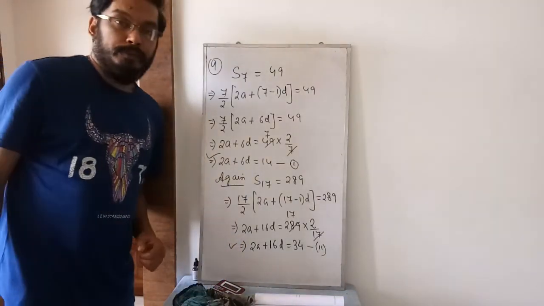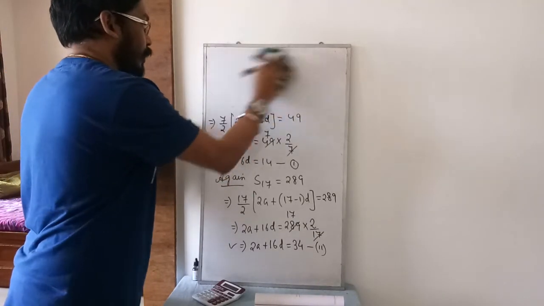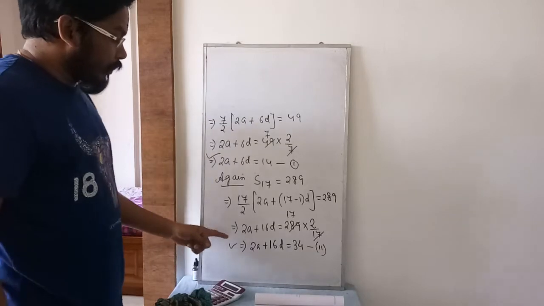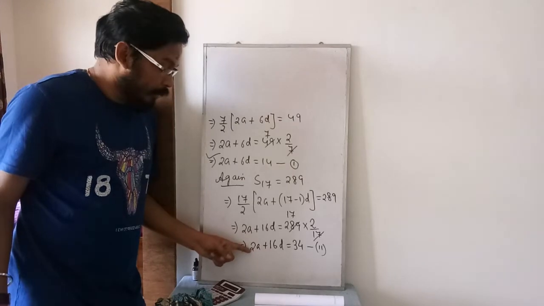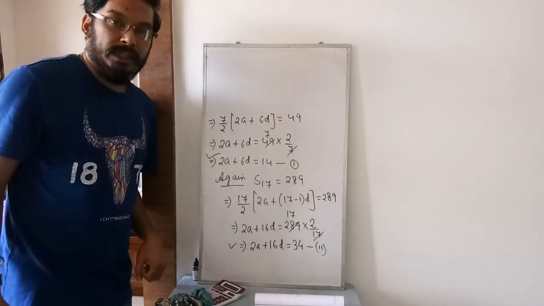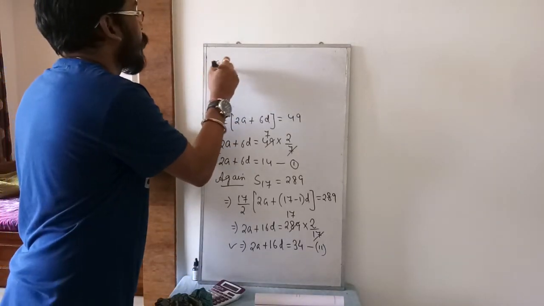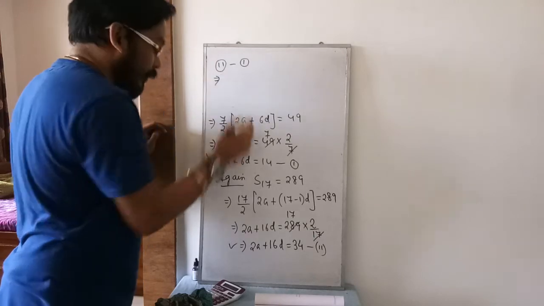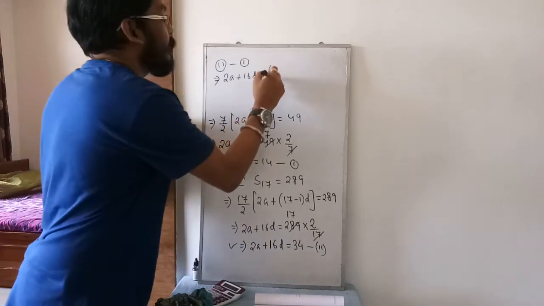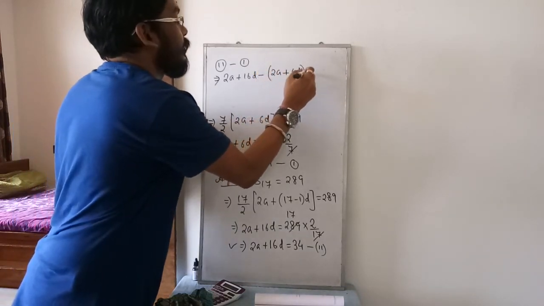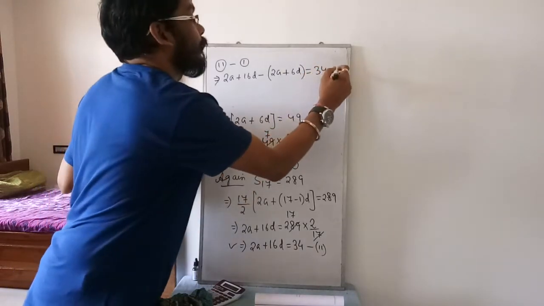So my purpose will be to find out the value of a and d, and to find them I have to solve these two equations. You can directly do equation 2 minus equation 1, because if I want to eliminate a, the coefficient of a is 2 here and 2 here too, so it will automatically get eliminated. You don't have to multiply by any number. So equation 2 minus equation 1: twice a plus 16d minus twice a plus 6d equal to, on the right hand side, 34 minus 14.